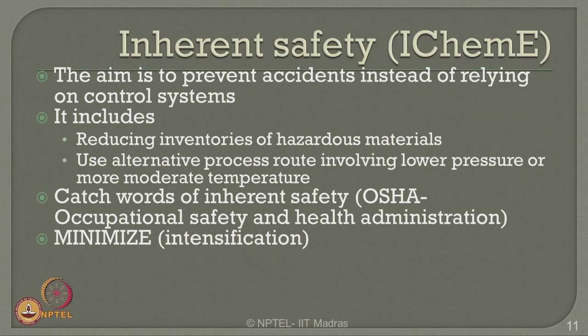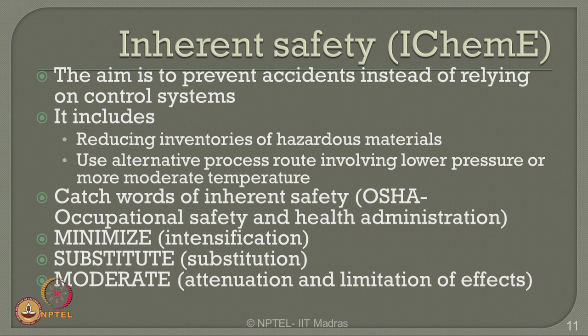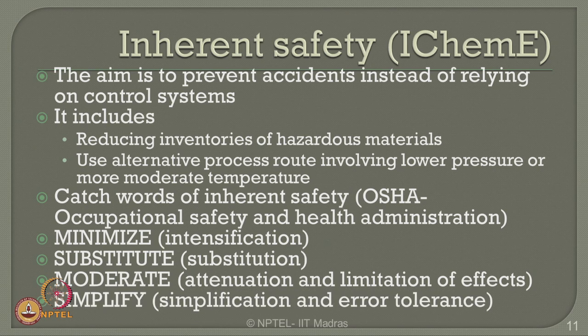The catchwords of inherent safety as defined by OSHA, which stands for Occupational Safety and Health Administration, are the following: minimize the risk, substitute the process deviations, moderate, that is attenuate or limit the effects or consequences, and simplify, that is make it error tolerant. So, these are the keywords of what inherent safety means as per OSHA recommendations.